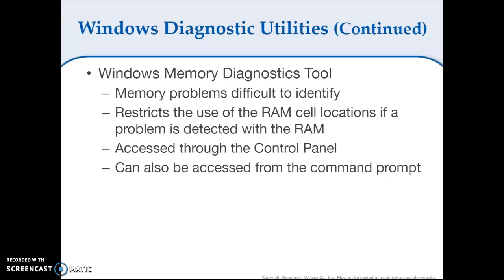Windows Memory Diagnostic Tool. Memory problems are difficult to identify if we have problems with the memory. It restricts the use of the RAM cell locations if a problem is detected within the RAM. It is accessed through the Control Panel and can also be accessed from the computer command prompt. So the Control Panel is a GUI, or graphical user interface, while the command prompt is a command line interface.